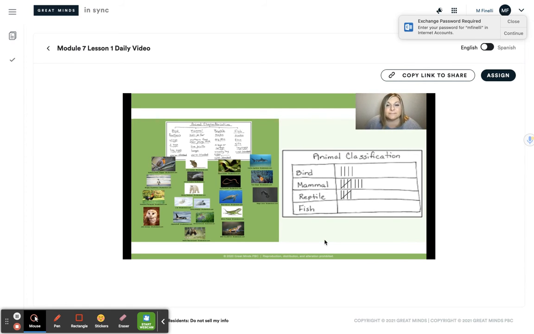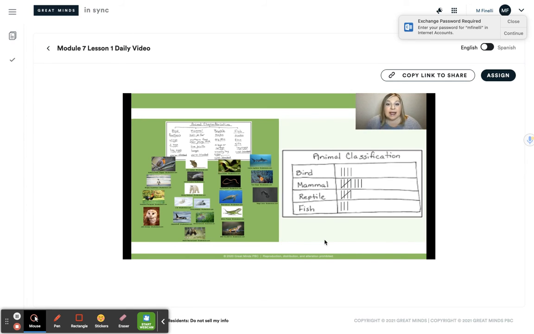Ready? Go. 1, 2, 3, 4, and 5. Nice work, friends. Our last category is fish. How many fish do you see? That's right, there are 3. What do we do now? Excellent. We need to draw 3 tally marks next to our label of fish. Ready? Go. 1, 2, 3.